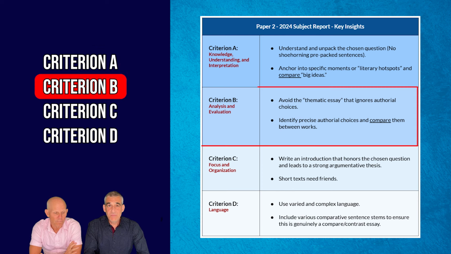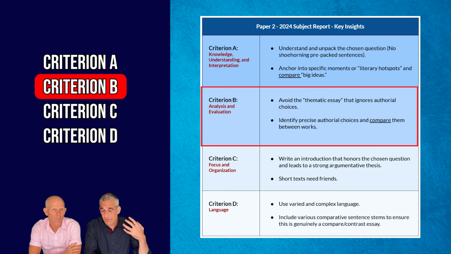Thinking about criterion B, we're getting into analysis and evaluation again. And something we see often as examiners, and the subject report also noted, is that we need to avoid just writing a plain thematic essay. Sure, you can write about various themes, but you can't just write about themes without talking about other authorial choices. We need other supporting authorial choices to describe and explain how those themes come out.